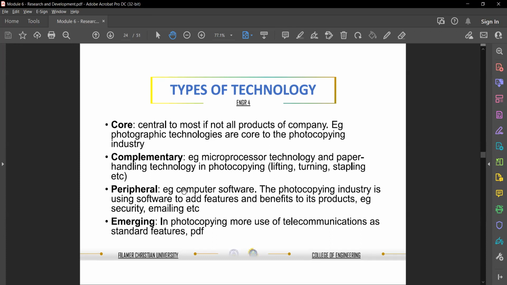And then we have the peripheral. So let's say computer software wherein yung photocopying industry may use to add features and benefits para sa products nila like security, emailing, or siguro fax machines and so on. And then emerging. So in photocopying, more use of telecommunications as standard features like PDF or electronic document na.